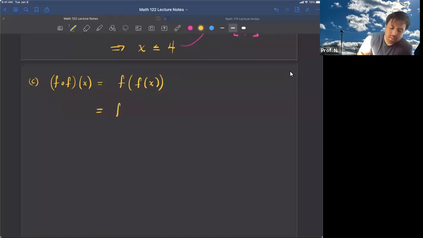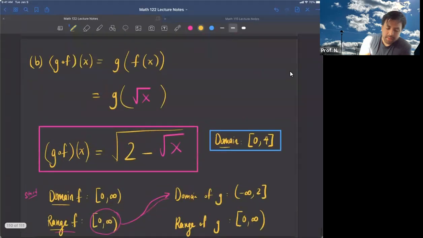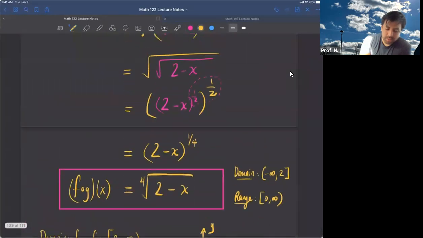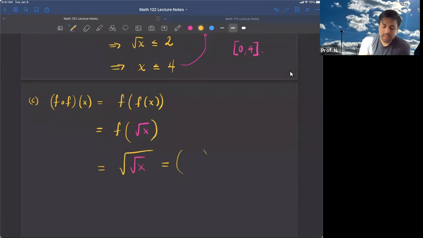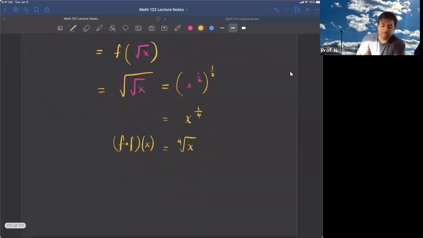So what is f again? F is radical x, right? So I'm applying radical x to itself. So I'm getting radical of radical x. Because it's radical, I'm going to rewrite this as x to the 1/2 power, and this is going to be x to the 1/4 power, which is the same thing as saying the 4th root of x. So that's f of f of x for this problem.